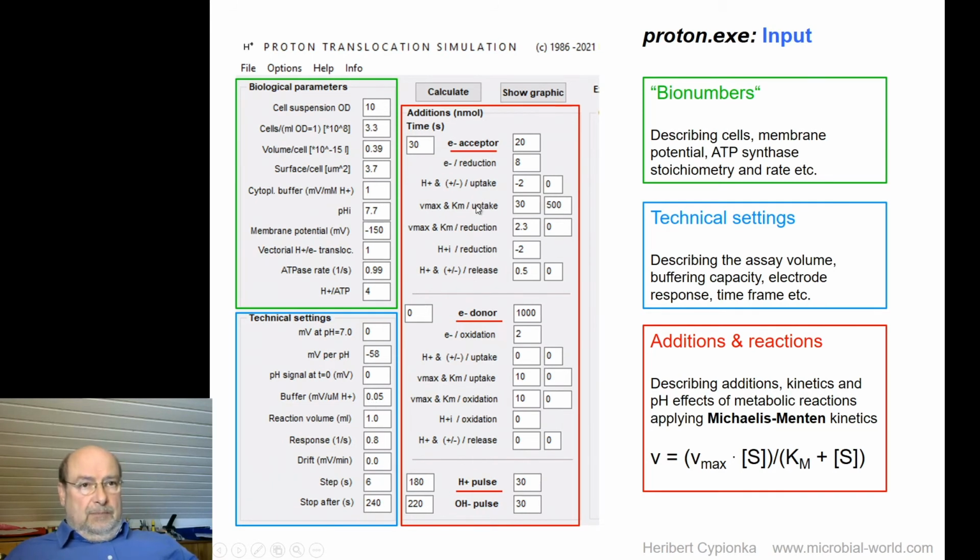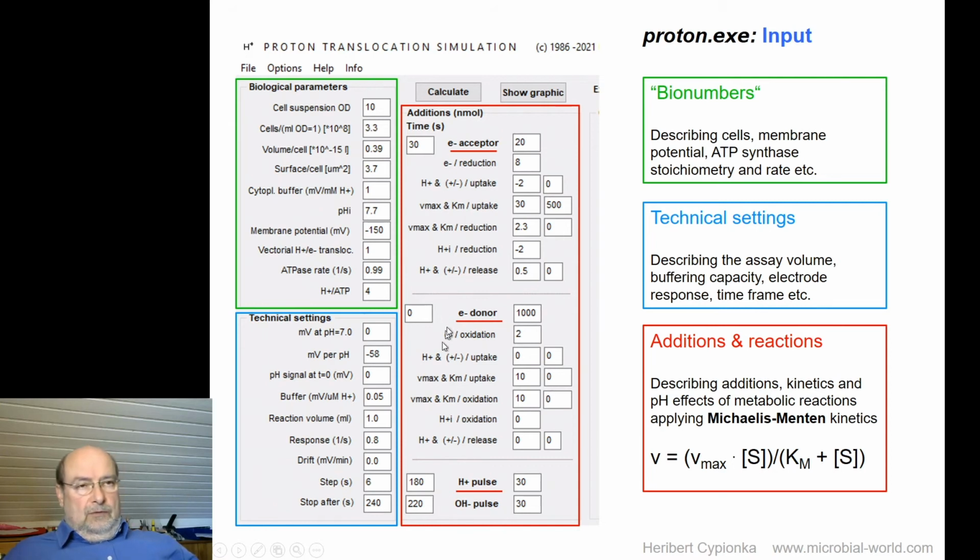So we have the uptake and we have the reduction, separate processes. You have again Vmax and Km values, and you have a pH effect when your electron acceptor is reduced, and what happens if it is released. All these steps can be described in this panel here. And the same set of parameters, more or less, is used for the electron donor.